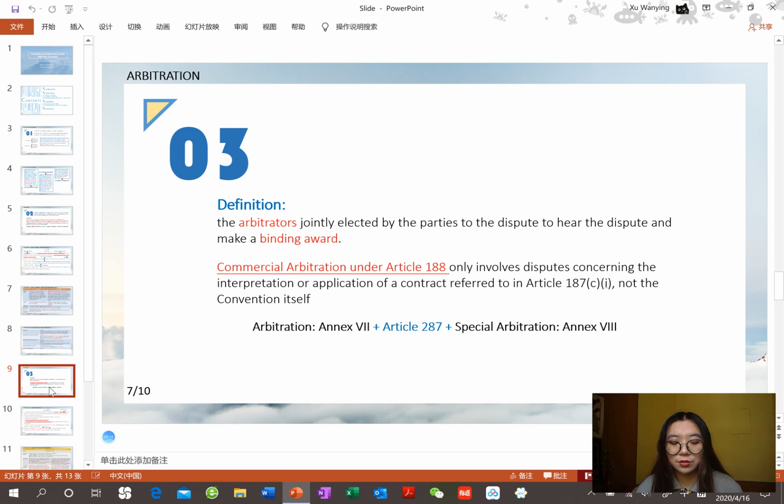But the arbitration procedure here does not include the commercial arbitration under Article 188, because it only involves disputes concerning the interpretation or application of a contract, not the convention itself. Therefore, the arbitration procedures we talk about are the arbitration under Annex 7 and the special arbitration under Annex 8.